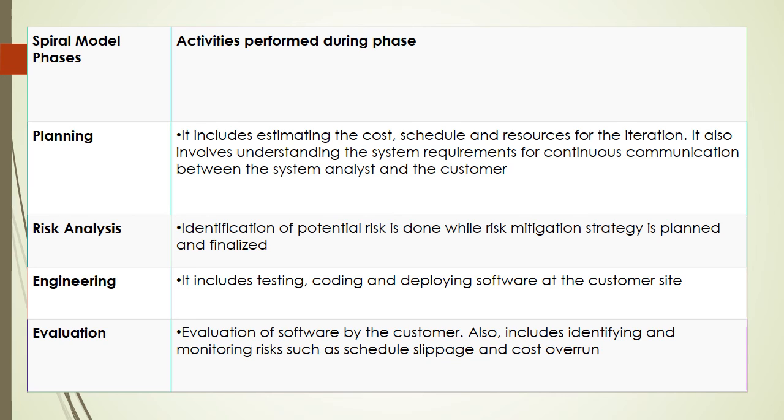Risk analysis. Identification of the potential risk is done, while the risk mitigation strategy is planned and finalized. Engineering includes testing, coding, and deploying software at the customer side. Evaluation of software by the customer also includes identifying and monitoring risks such as schedule slippage and cost overrun. The cost overrun is if your system goes over your potential budget.